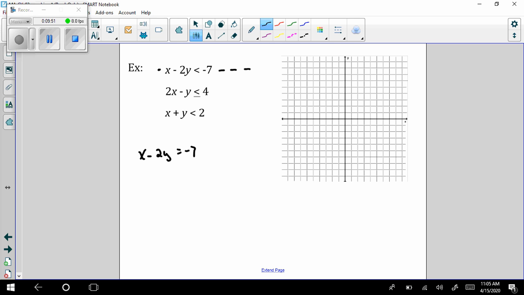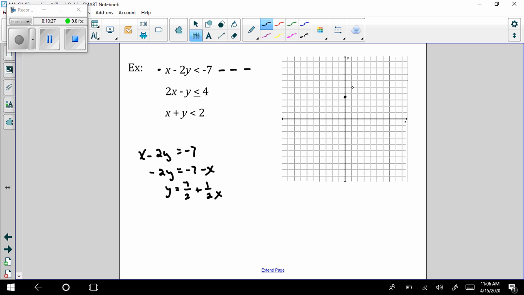I don't like that -7 there. So I'm going to go ahead and change this one to y equals mx plus b. Divide by -2. So I get 7/2, which is 3.5, plus 1/2 x. This one will be a little bit sticky just because of the fractions that you have to deal with. All right, so y-intercept is 3.5.